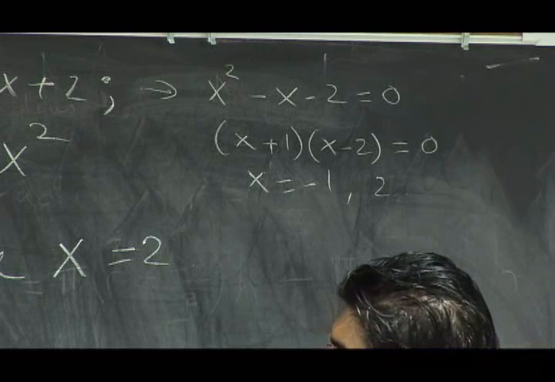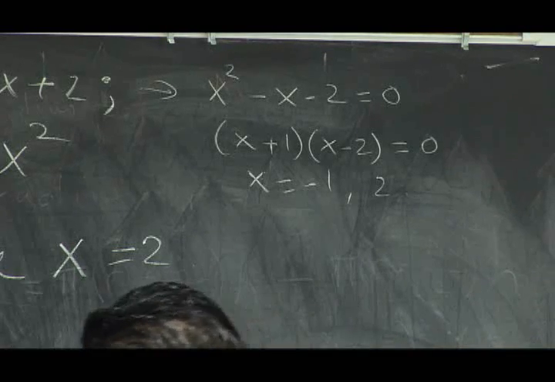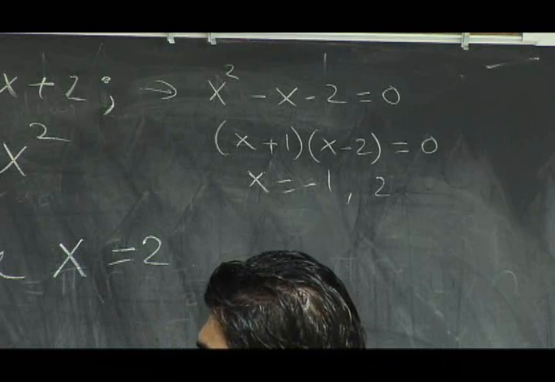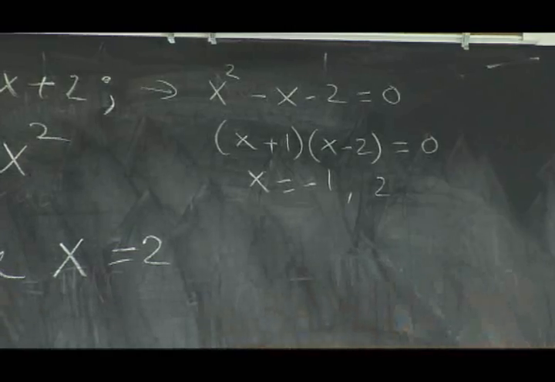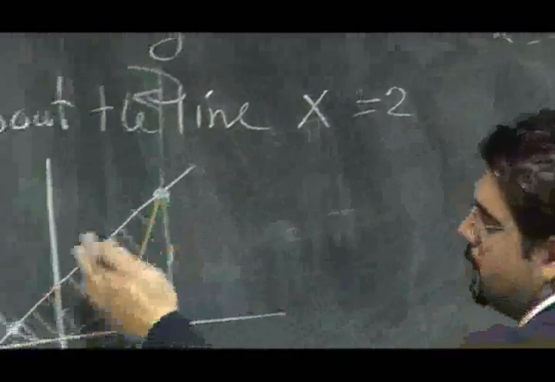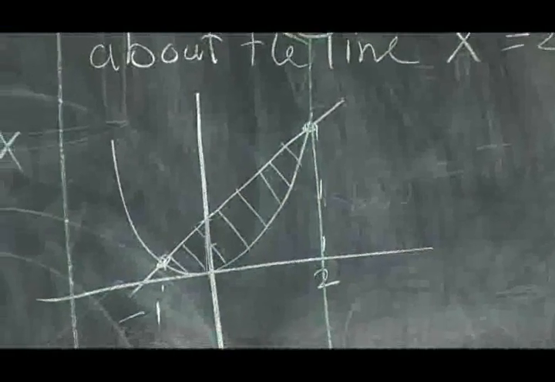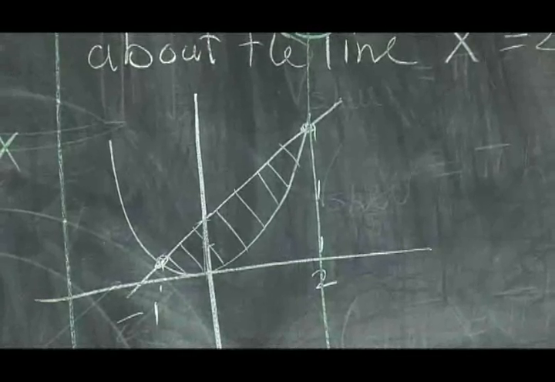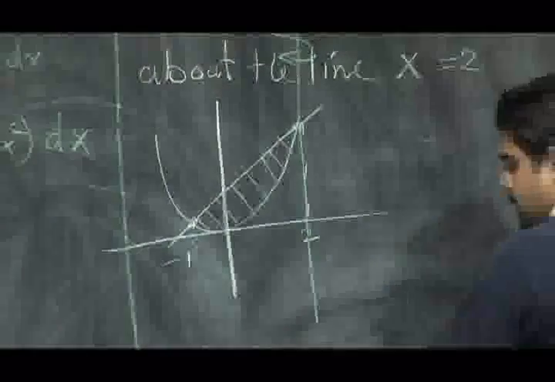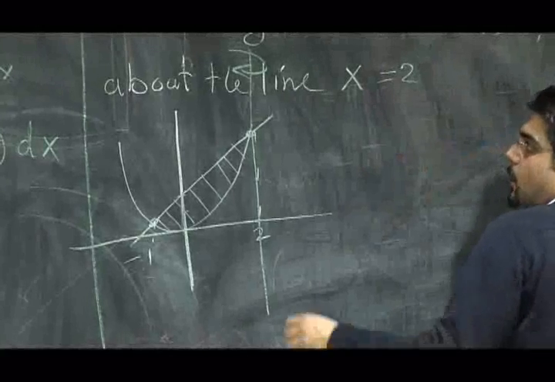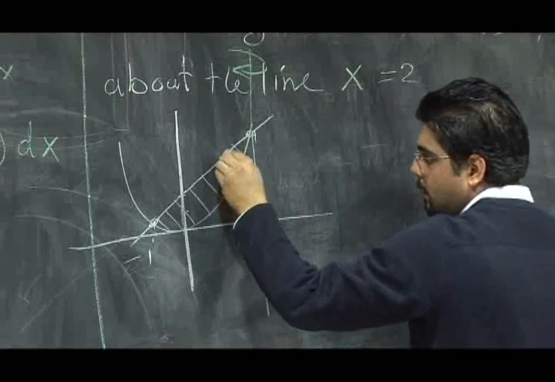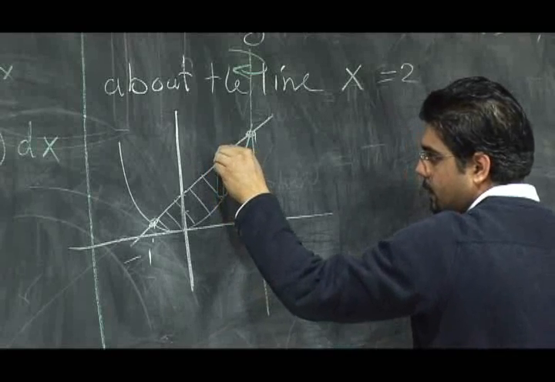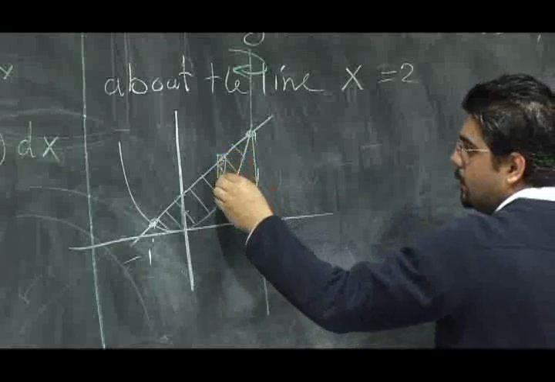And then we want to revolve this about the line x equals 2, that's this vertical line here. So you're going to revolve this region about the line x equals 2, and you want to use the shell method. So how do you draw your rectangle? Well, it has to be parallel to the axis of revolution. So you take a typical rectangle within this region, and then you revolve that.